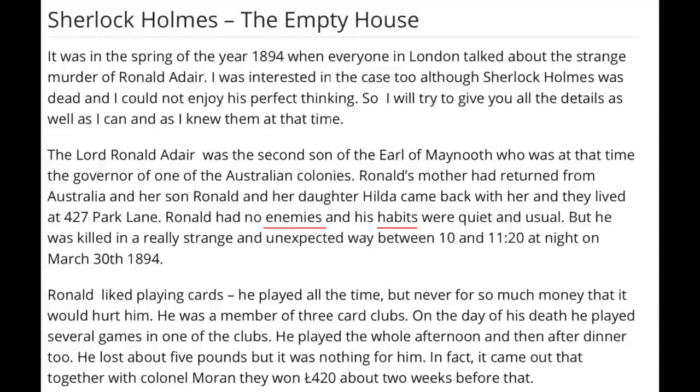So here is a text that I got from a Penguin reader about Sherlock Holmes. The strategy is to look through a text and underline the words that you don't know or the phrases that you don't know. You can see I've underlined enemies and habits. So today I will show you how to make an excellent flashcard using these two words.